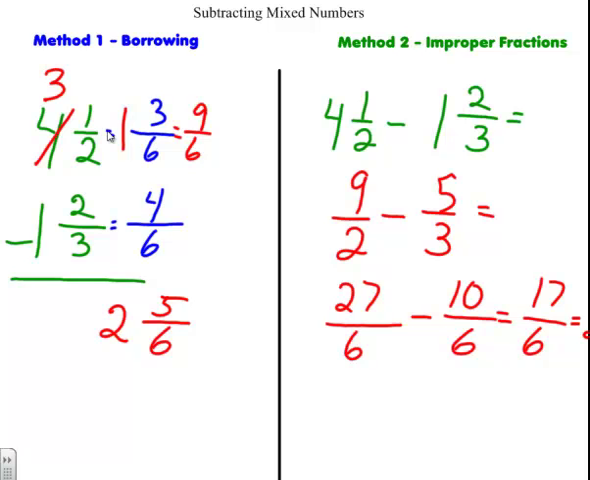2 and 5 sixes. Both methods work. Sometimes people prefer to do the improper fraction. Sometimes people prefer to borrow. It's up to you. You get your choice.